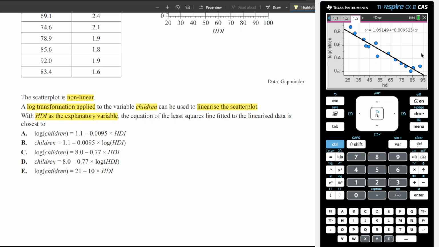So let's then, using that equation, pick our answer. We have our equation in terms of y and x. So y is equal to, now what was y referring to? That was log children. So we have log children.